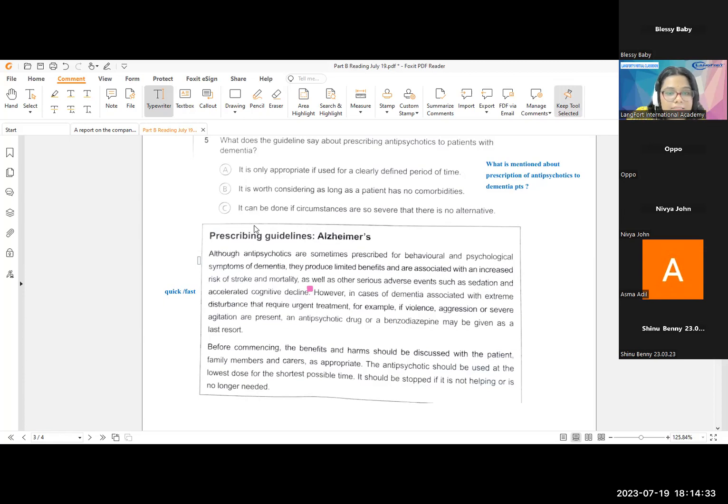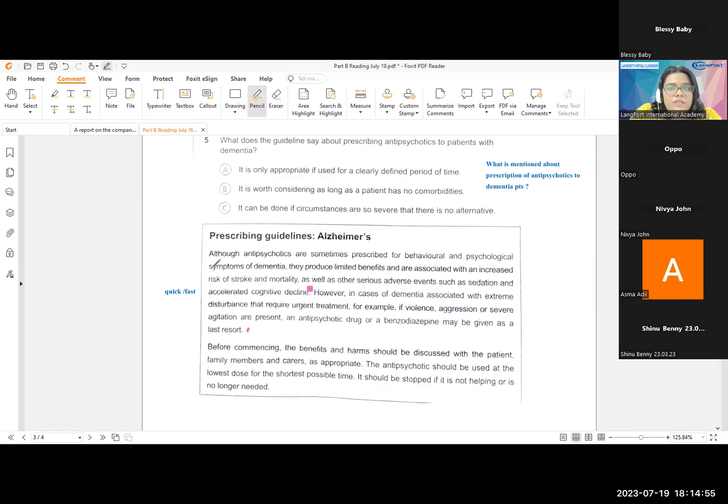Next sentence till here, Smita. However, in case of dementia associated with extreme disturbance that requires urgent treatment, for example, if violence, aggression, or severe agitation are present, an antipsychotic drug or benzodiazepine may be given as a last resort.